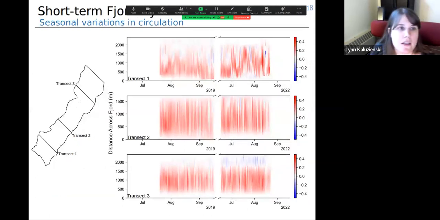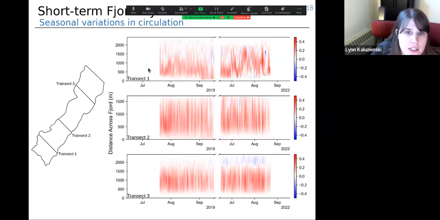Finally, looking at seasonal variations in circulation. Again, this is looking at the 3 different transects across the fjord, transect 1, 2, and 3. This is the daily average through time for the months of each year. On the left, we have our data from July to almost October in 2019, and then our data in 2022. A couple of patterns immediately pop out.